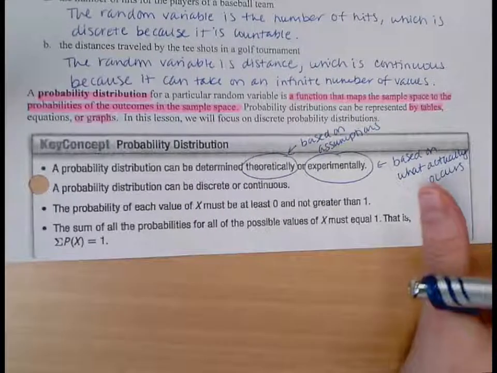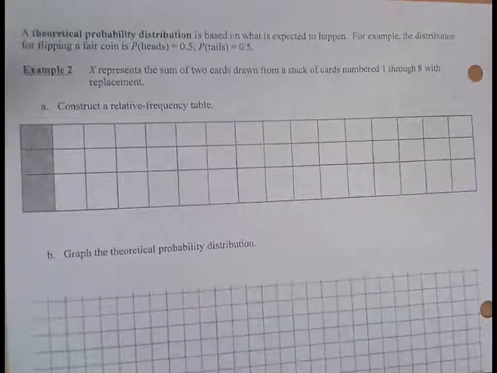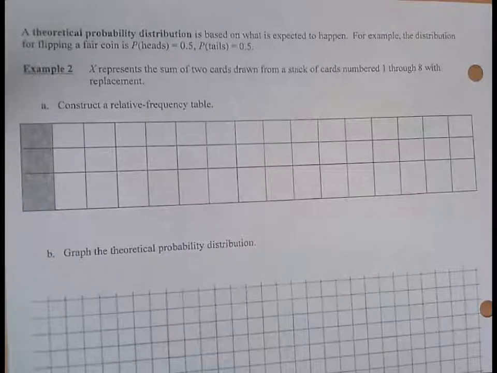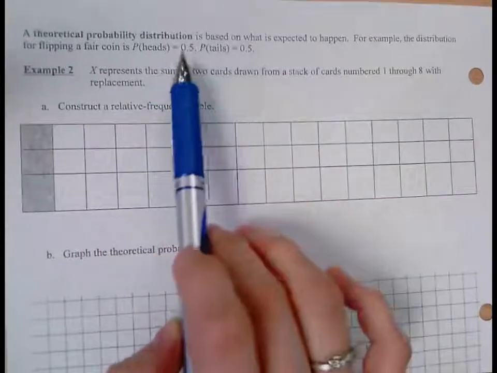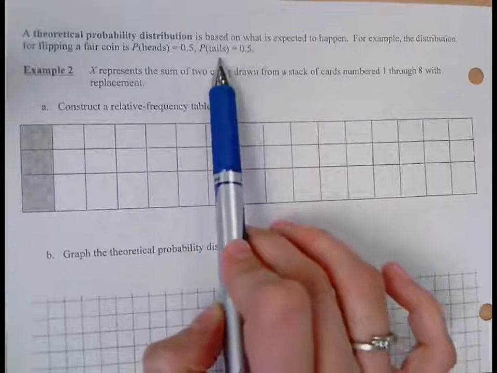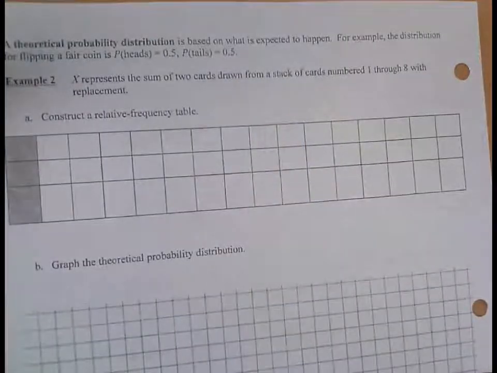So like I said, and I think it's explained at the top of the next page, a theoretical probability distribution is based on what's expected to happen. So the example I did give already, distribution for flipping a fair coin, you would expect the probability of getting a head is 0.5. Probability of getting tails would also be 0.5. And if you add those together, it does equal 1. So that's what I was explaining before.